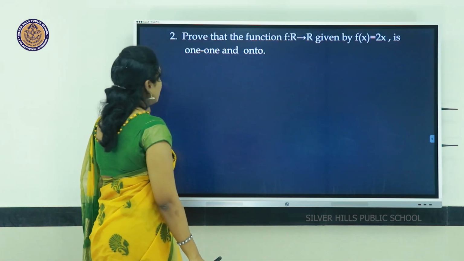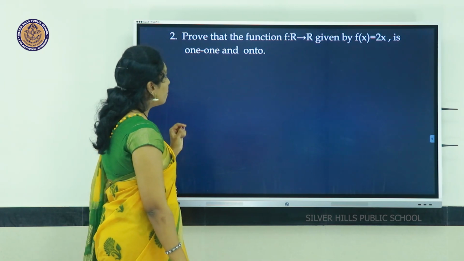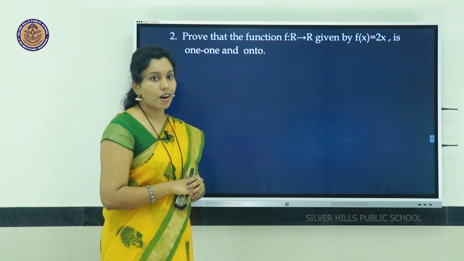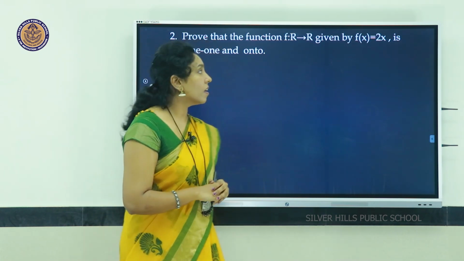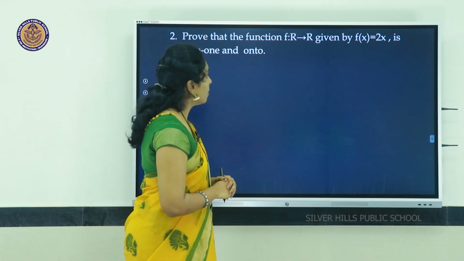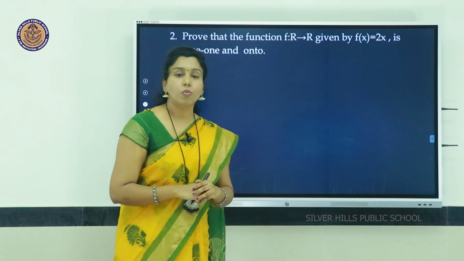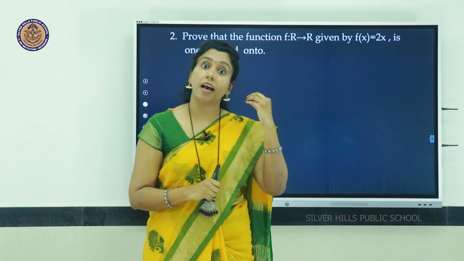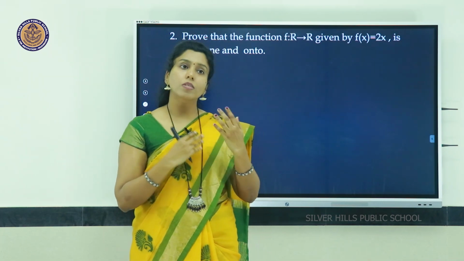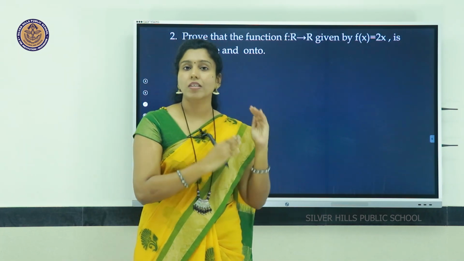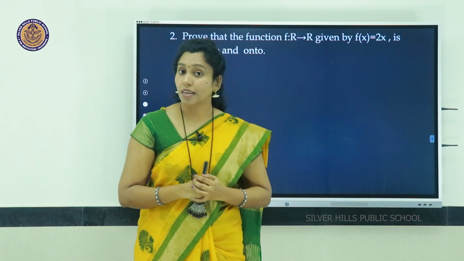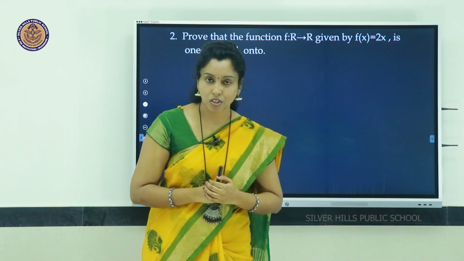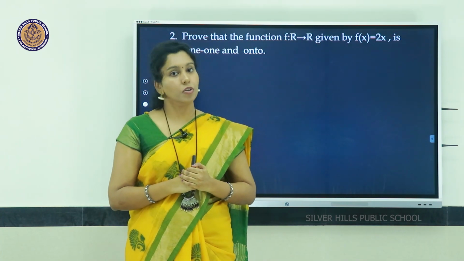So now the next one. Prove that the function f from R to R, meaning the set of all real numbers, given by f of x is equal to 2x is 1-1 and onto. So we need to prove it is 1-1 and onto. To prove something is true, we will always go for the definition. What was the definition of a 1-1 function? f of x1 is equal to f of x2 implies x1 is equal to x2.